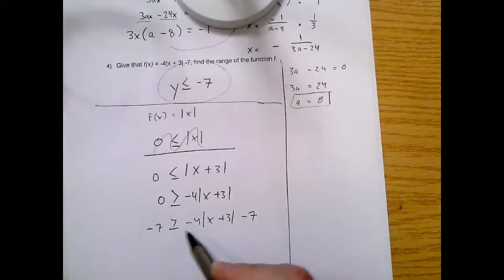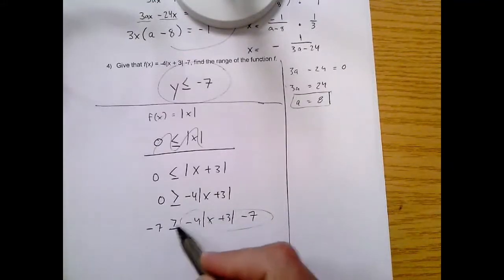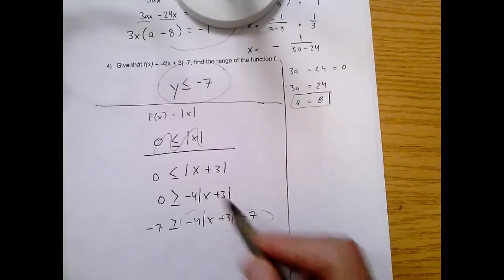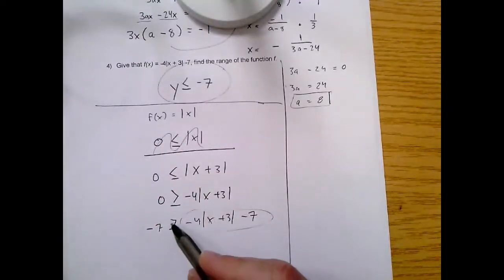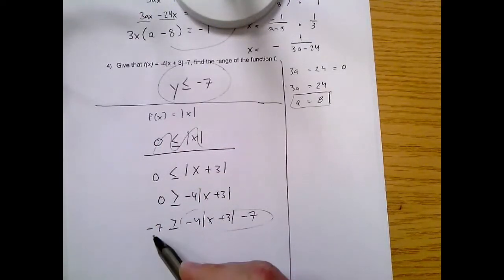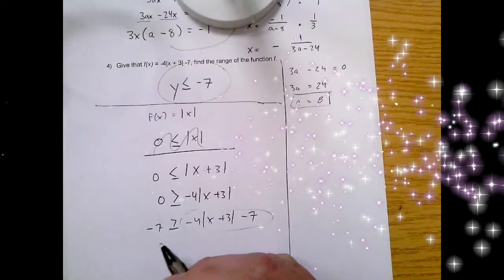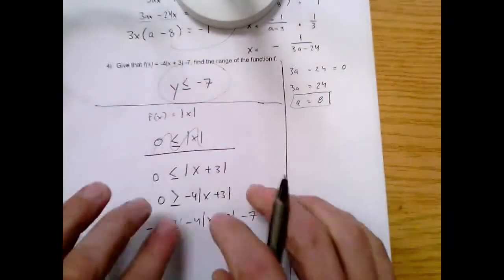So you could also say whatever this is, whenever this happens, all of this, also known as your output, must be less than or equal to negative 7. So, there you go. That's question 4. Let's move on to question 5.